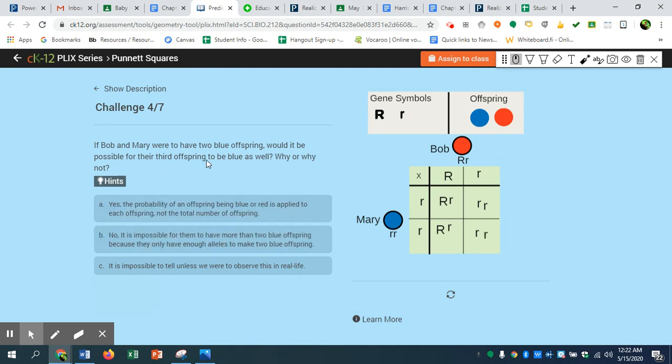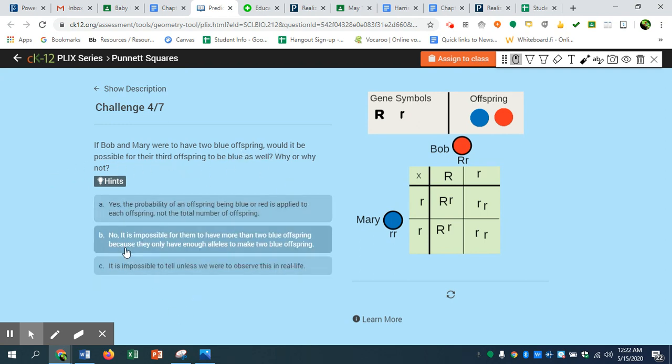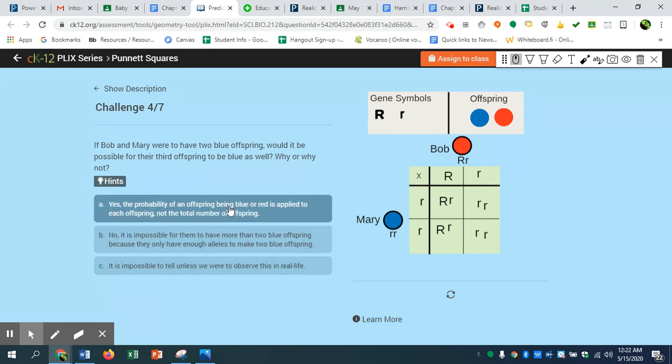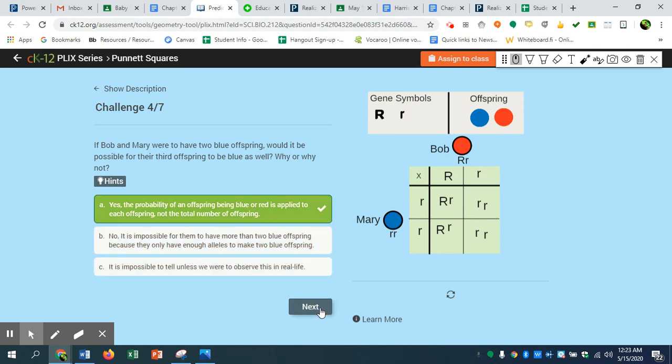So if they had two blue offspring, could they have a third blue offspring? Yes, the probability of offspring being blue or red is applied to each offspring, not the total number of offspring. That's what it would be. Bing.